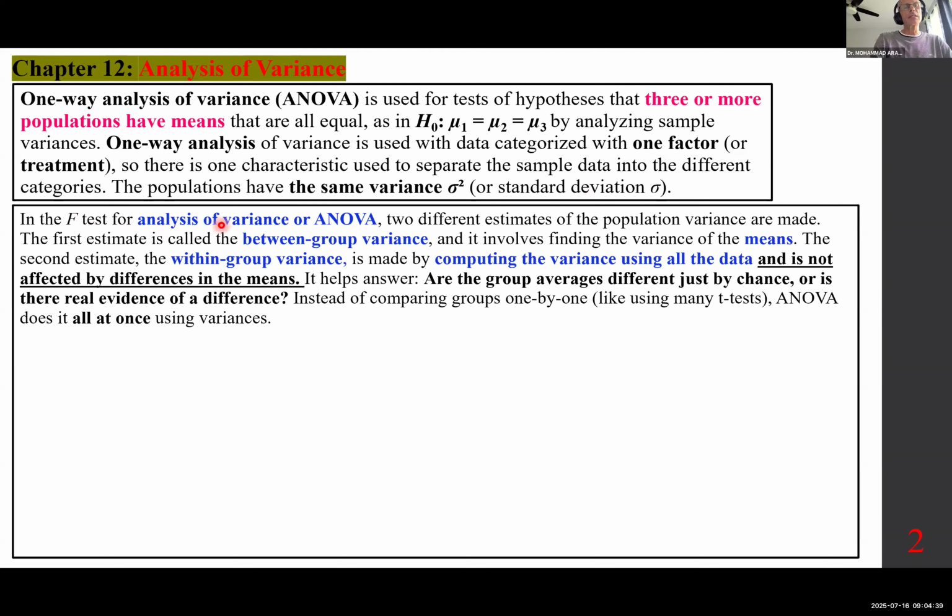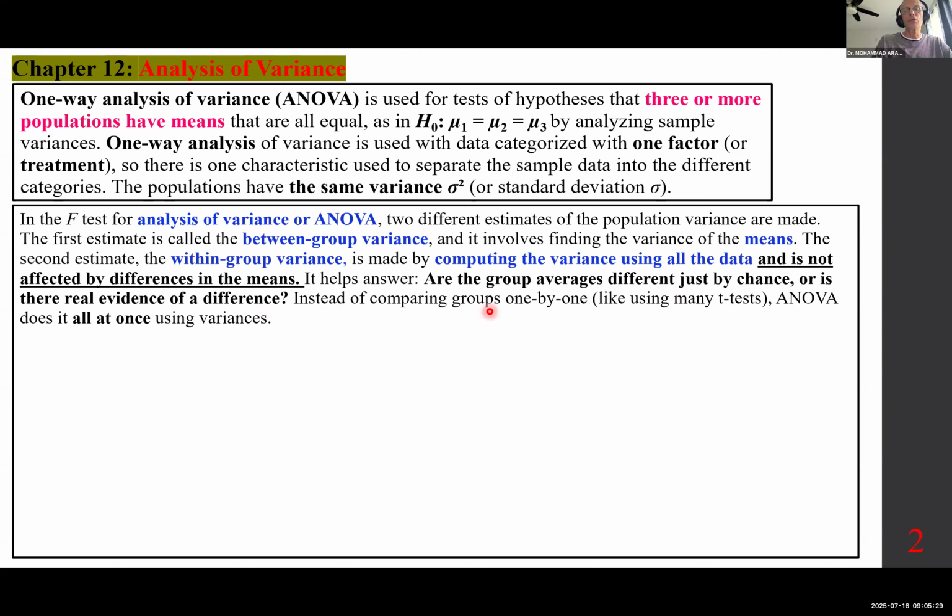In the F test for analysis of variance, or ANOVA, 2 different estimates of the population variance are made. The first estimate is called the between group variance, and it involves finding the variance of the means: the mean of the first, the mean of the second, the mean of the third, and so on. The second estimate, the within group variance, is made by computing the variance using all the data, the entire data, and is not affected by differences in the means. It helps answer: are the group averages different just by chance, or is there real evidence of a difference?